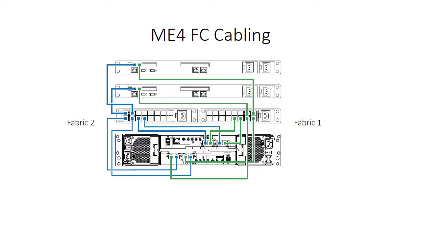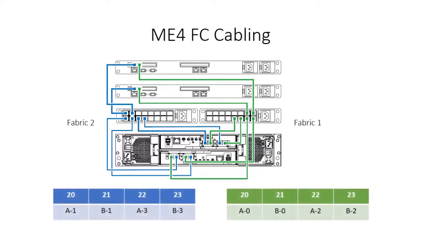This demonstration is attaching a VMware ESXi server to a ME4 fiber channel array. Before we begin, it is important to understand the layout. This ME4 has 4 fiber channel ports on each controller. The fiber channel ports are cabled redundantly to 2 different fiber channel switches. The ME4024 is connected to ports 20 through 23 on both switches.